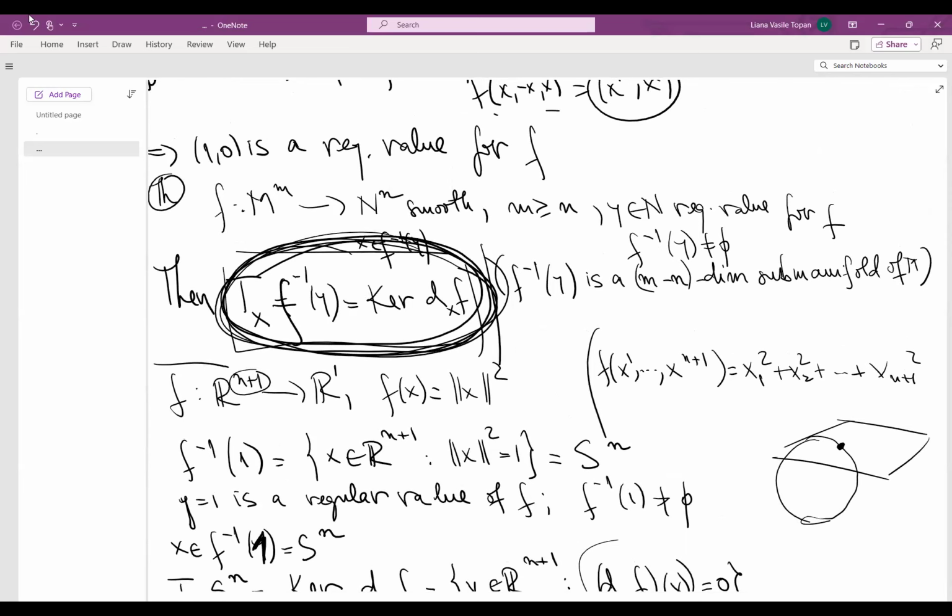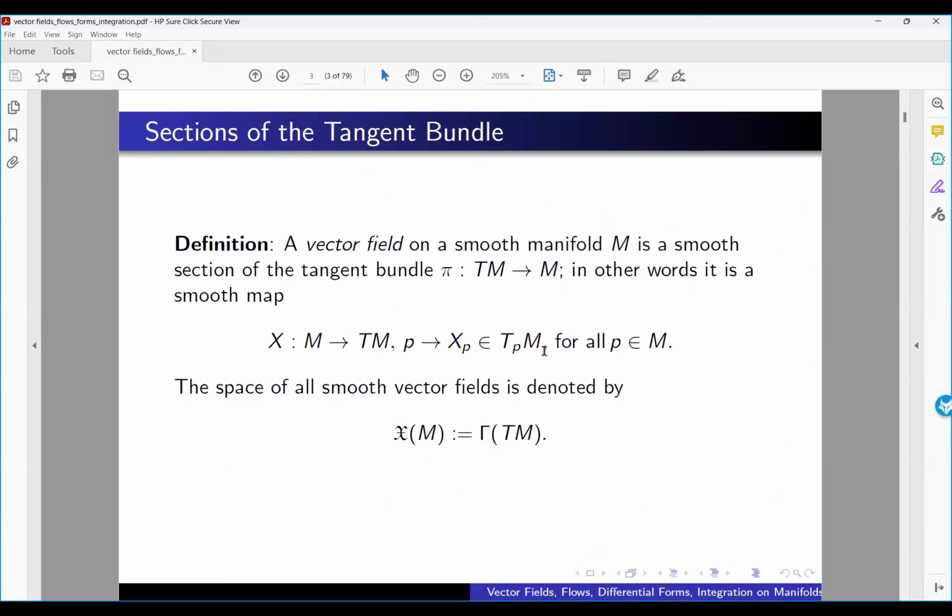All right, very well. So then we move on, and we are going to start talking about vector fields, and then about flows. So let's see what a vector field is. Do you remember what the tangent bundle is, right? I did remind you at the beginning of the lecture today. The tangent bundle TM is the disjoint union of all tangent spaces at all points of a manifold, and then we take the projection maps, right?